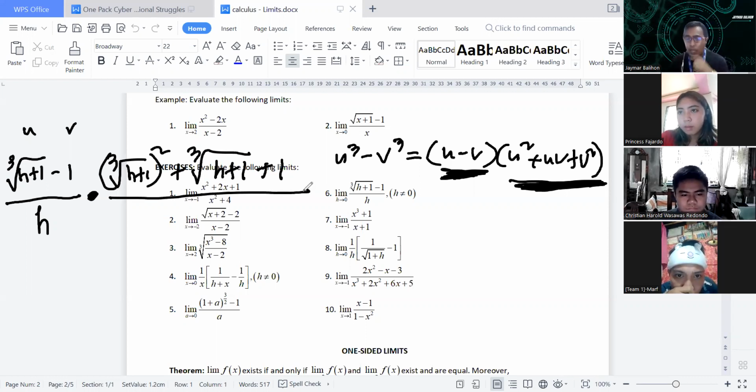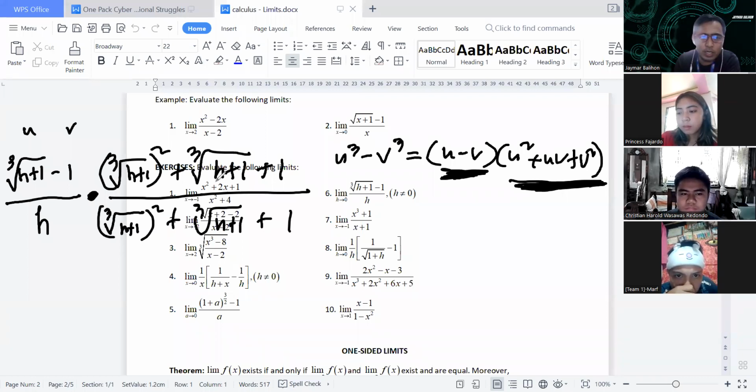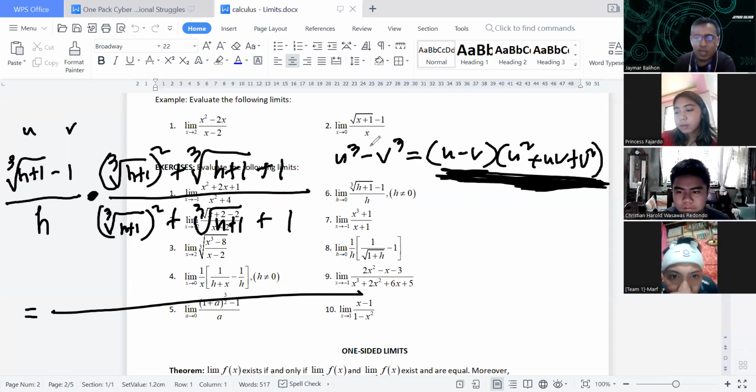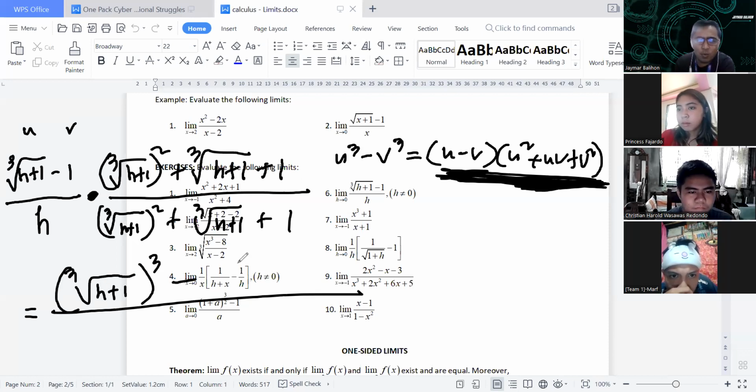Since I mentioned you will be multiplying by something equal to 1, you will write the same expression in the denominator: the cube root of h plus 1 squared plus the cube root of h plus 1 plus 1. This is just 1, right? So the original function is the same as the entire expression because I am just multiplying by 1. Do you see? So they are just the same. Multiply the numerators, multiply the denominators. If you multiply the numerator, it will be the cube root of h plus 1 quantity cubed, because of this, minus 1 cubed. Agree?